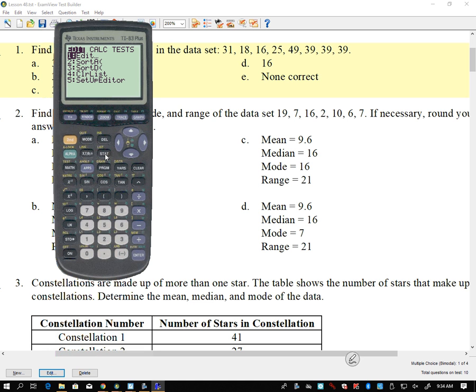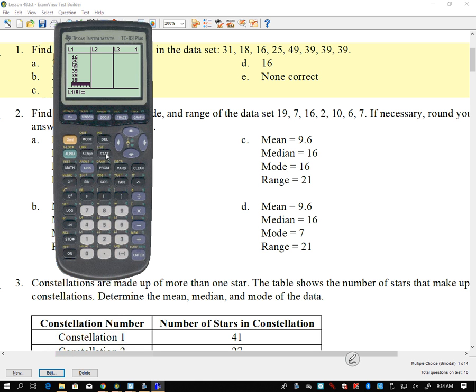Do we see edit, calc, and tests? Do you see on the edit side how we have the word edit? I'm going to hit edit. See list 1 here? I'm going to plug in my data. 31, 18, 16, 25. After each one, I'm hitting enter. 49. Hopefully we get that. 39, 39, 39. So 39 once, 39 twice, 39 three times. So do we have that data in there? Yes, no? We're working on it?